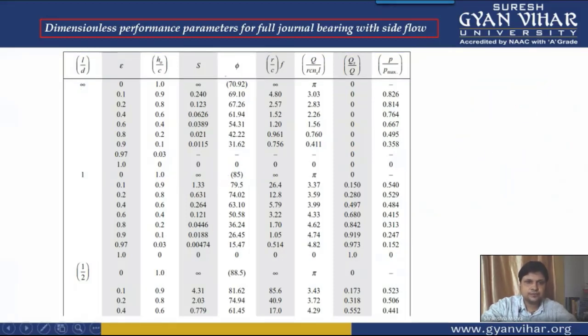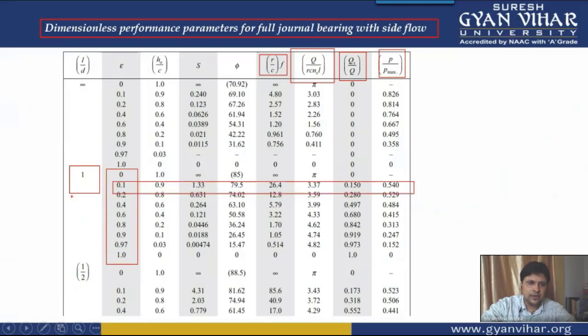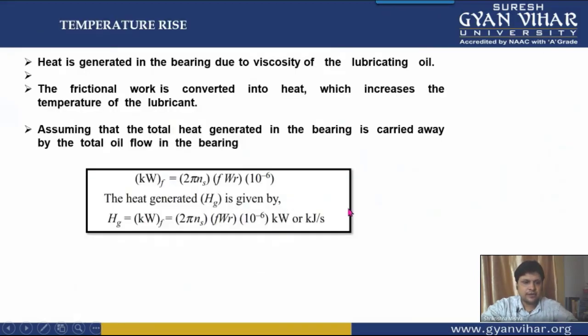Then after that, R by C into F, the C into F value, and Q upon RC into NS into L. These values will all be important when we do some calculations. So first of all, L by D, and based on the value of L by D, what is the value of the eccentricity ratio? Based on these two values, we will see the values of other variables. If the eccentricity ratio is 0.4 and L by D is 1, based on that we can get these values.